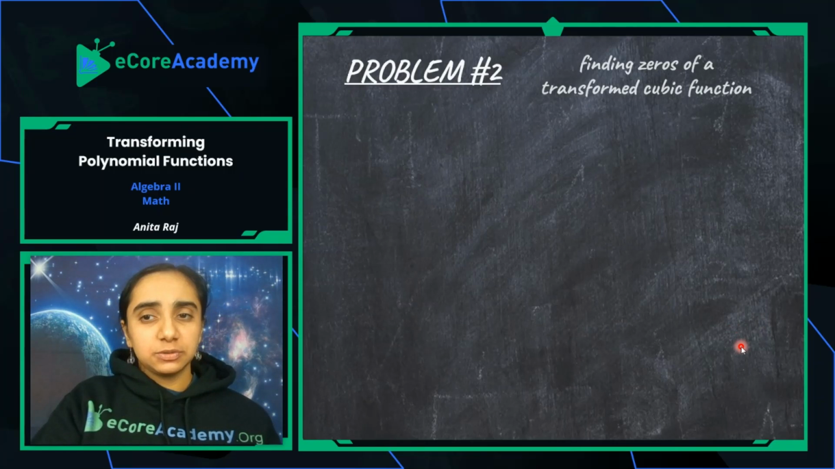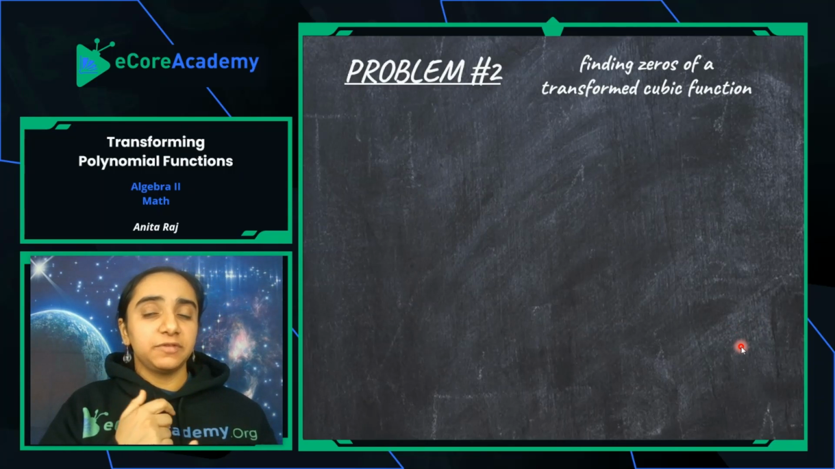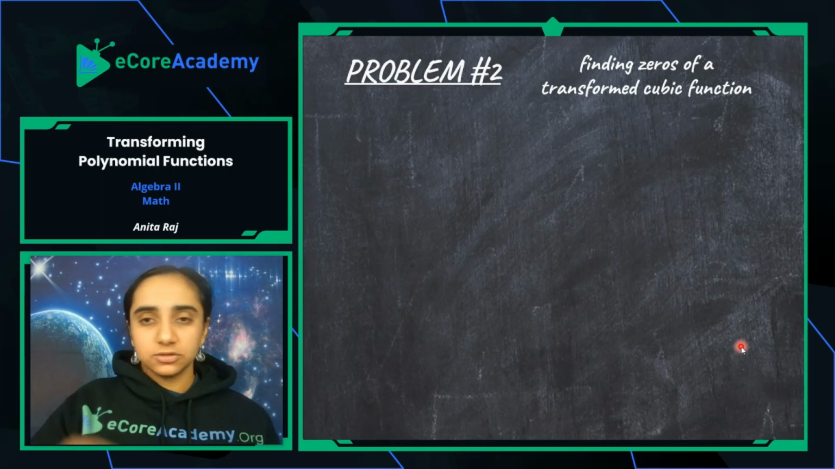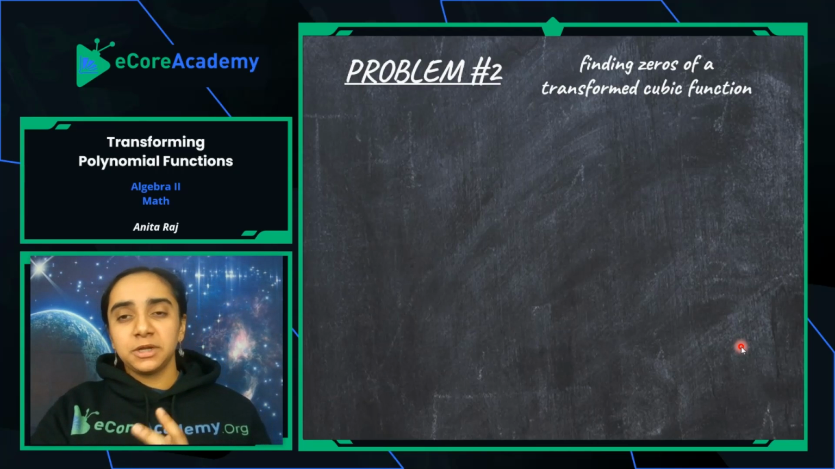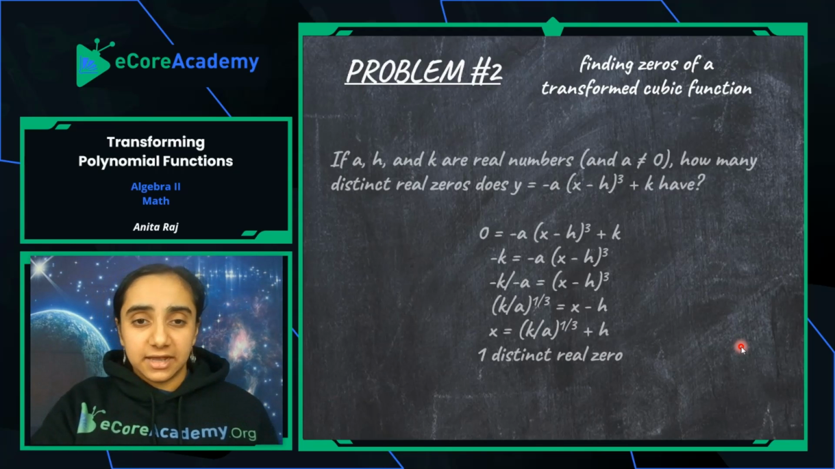So now let's move on to another problem. This time we're going to be finding the zeros, or the x-intercepts, or the solutions, or the roots, whatever you want to call them, of a transformed cubic function. So we're pretty much finding where this cubic function intersects the x-axis.